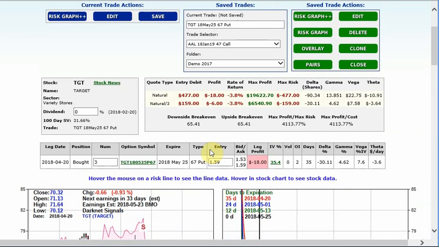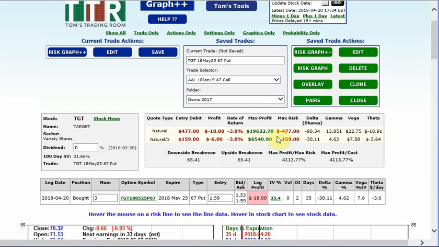So that explains my analysis for getting into this trade on Target. If you have any questions, let me know.